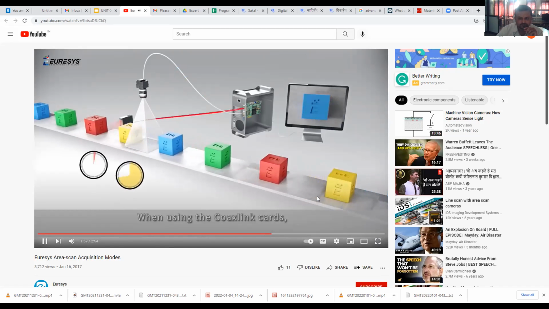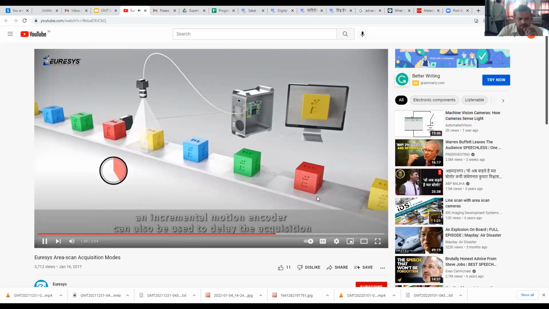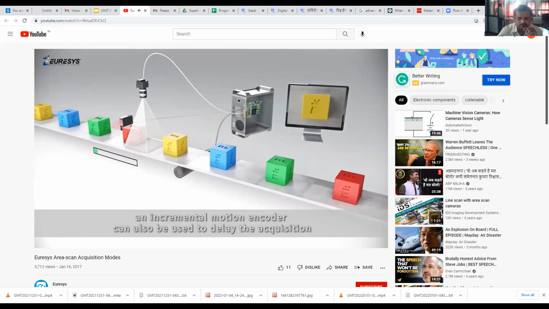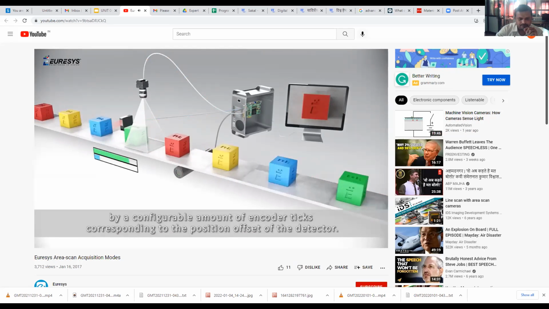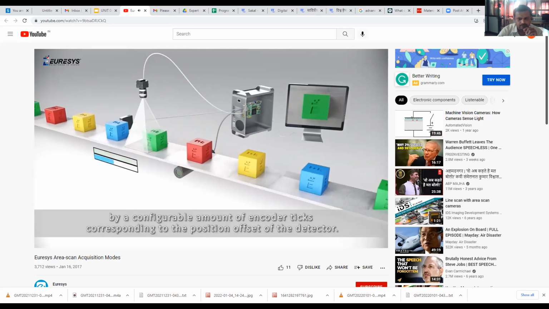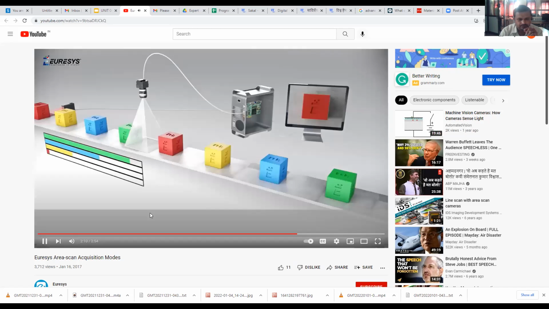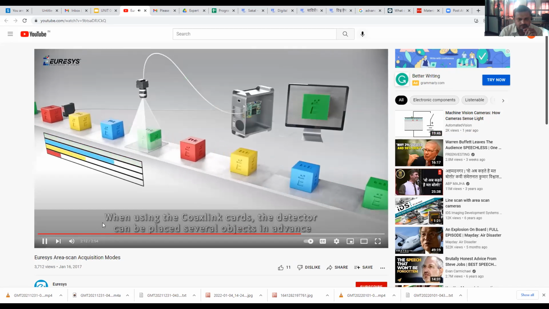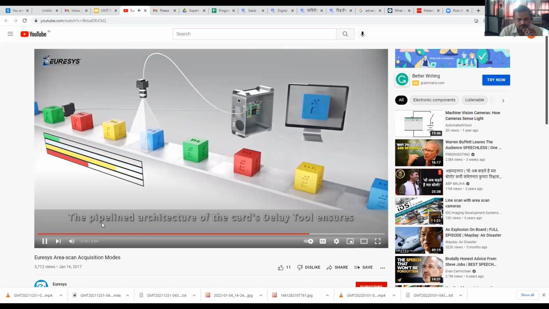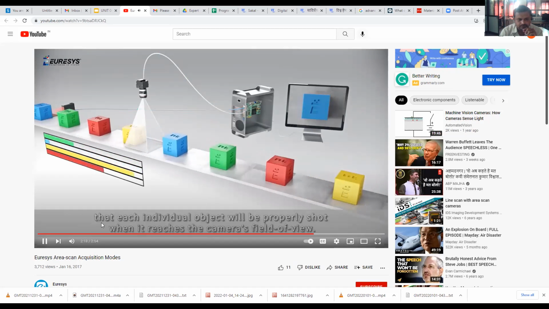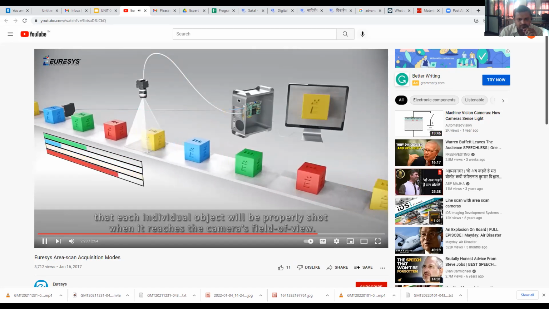Using the CoaXPress cards, an incremental motion encoder can also be used together with the I/O toolbox delay tool to delay the acquisition by a configurable amount of encoder ticks corresponding to the position offset of the detector. When using the CoaXPress cards, the detector can be placed several objects in advance. The pipelined architecture of the delay tool ensures that each individual object will be properly shot when it reaches the camera's field of view.